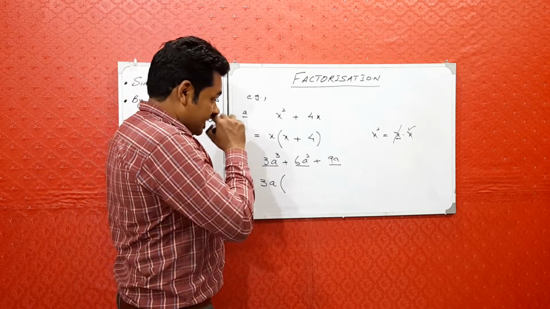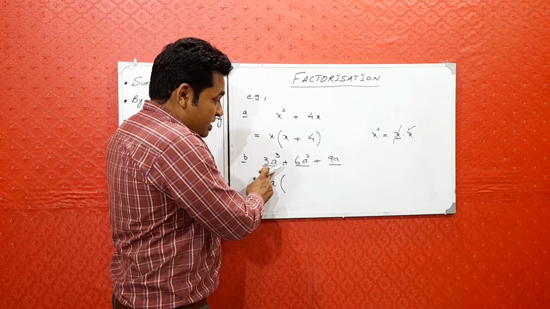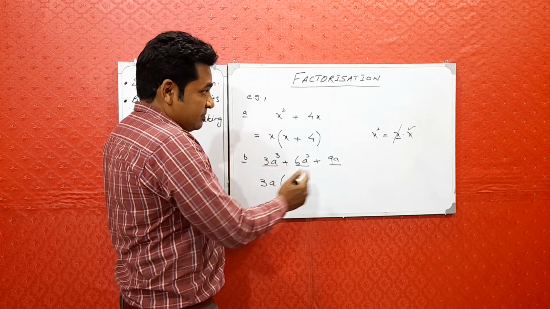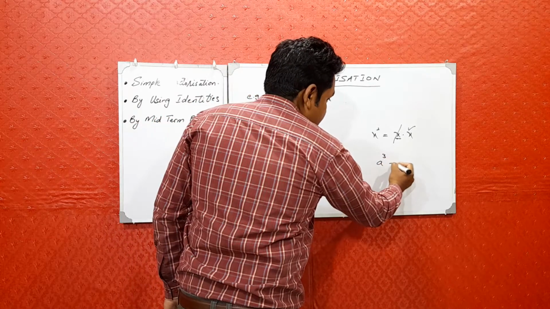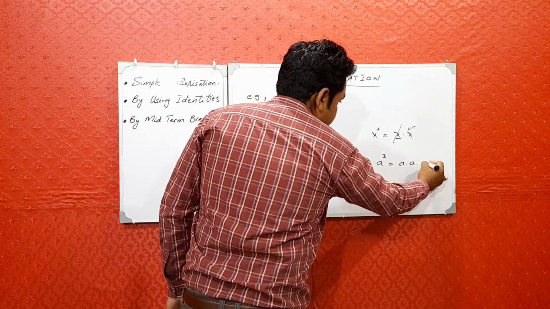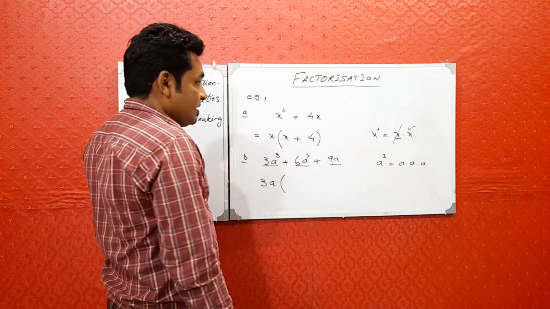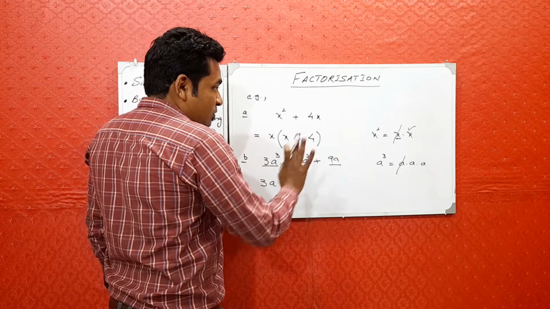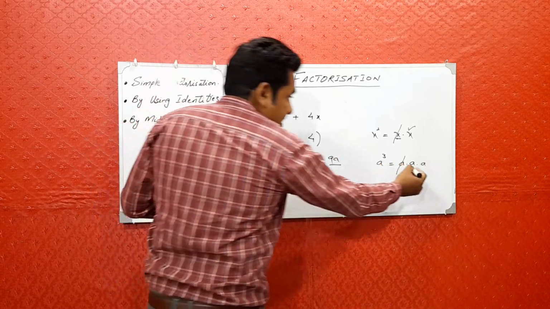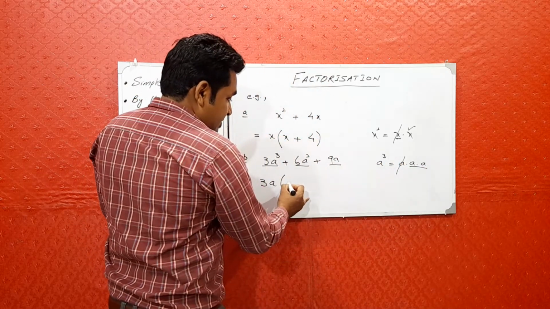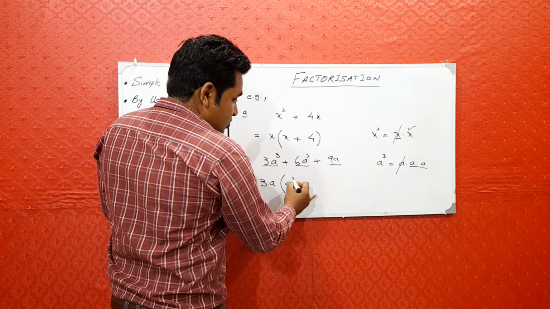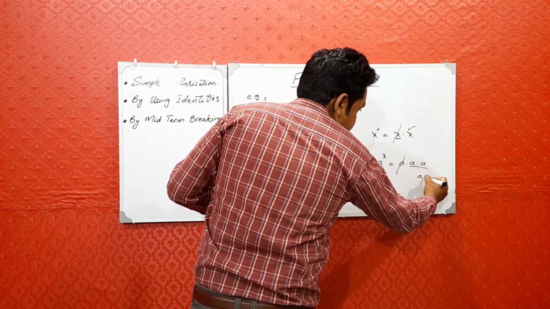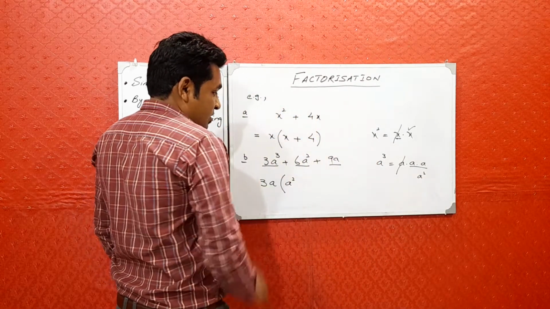Now a cubed is a product of 3 a's, a cubed is equal to a dot a dot a. 3 is common and 1a is common. So how many a's are left here? 2 a's. So we will write down a squared, because a times a is a squared. So that's why we will write a squared here.